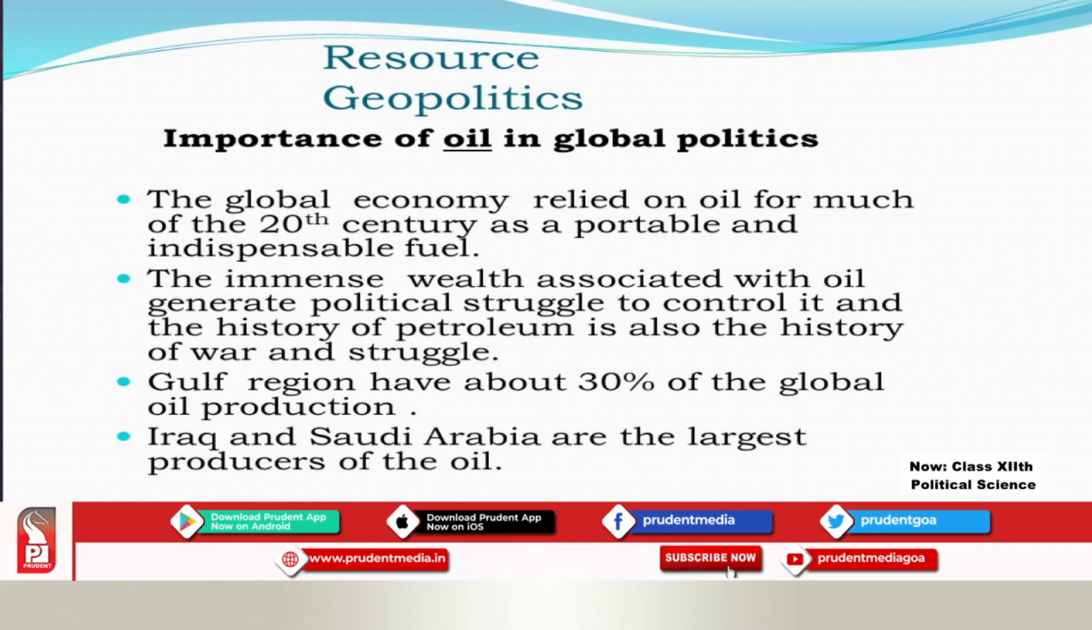As we have learned in a previous chapter, the US invaded Iraq. Now why did they invade Iraq? It was basically to take control of the oil fields, and we all know that the wealth generated from oil is very, very high. The Gulf region has about 30% of the global oil production. Iraq and Saudi Arabia are the largest producers of oil.